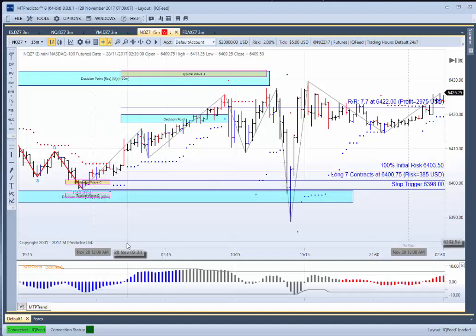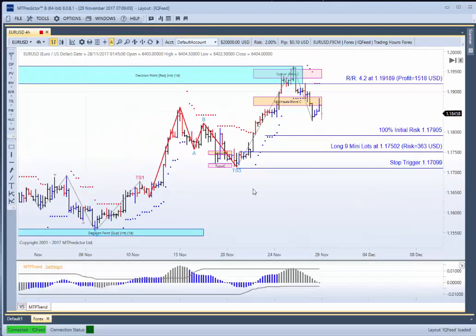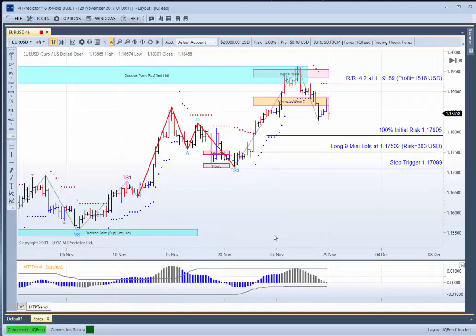There were also some other nice trades. If we look at a Forex chart, one we've been following in our MTPredictor training room has been the Euro US dollar on the 4-hourly chart. This was a lovely TS3 buy setup here. You can see coming off daily resistance. This is a 4-hourly chart, as I've said. Here was our daily support. Here was our daily resistance.